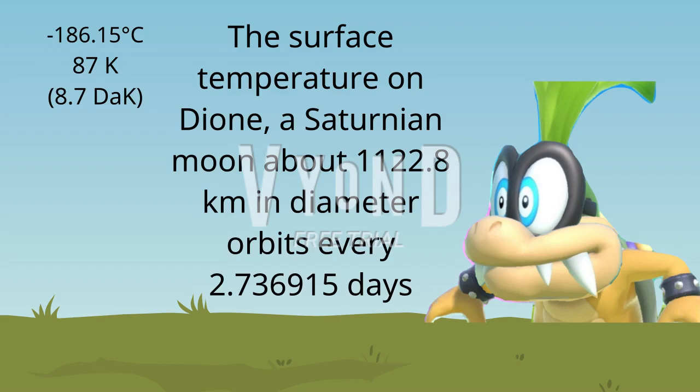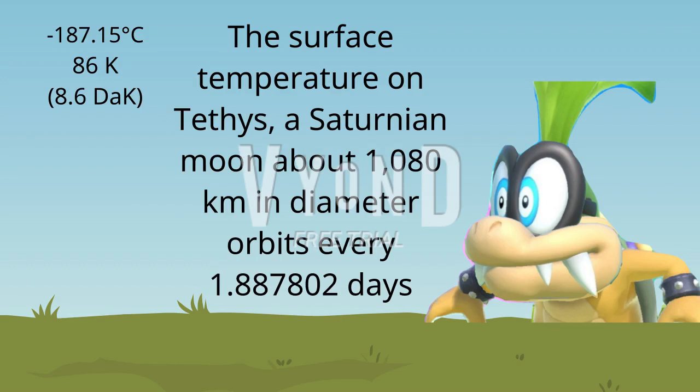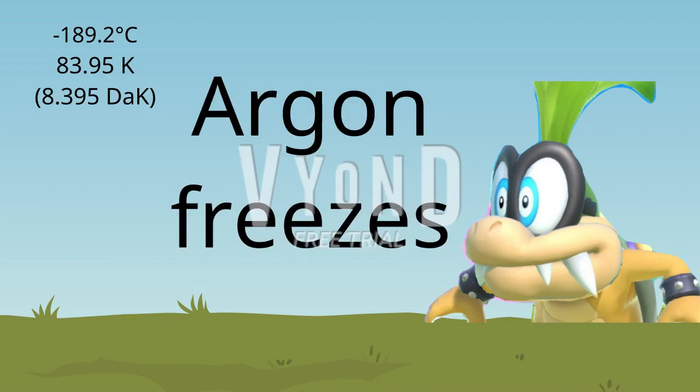That's 87 Kelvin. The surface temperature on Tethys, a Saturnian moon about 1,080 kilometers in diameter, orbits every 1.887802 days, is -187.15 degrees Celsius, or 8.6 decakelvins. That's 86 Kelvin. Argon freezes at -189.2 degrees Celsius, or 8.395 decakelvins.